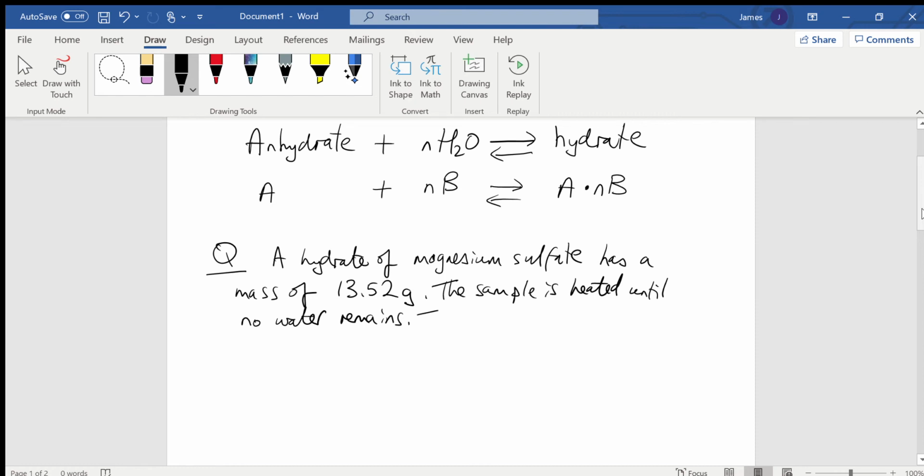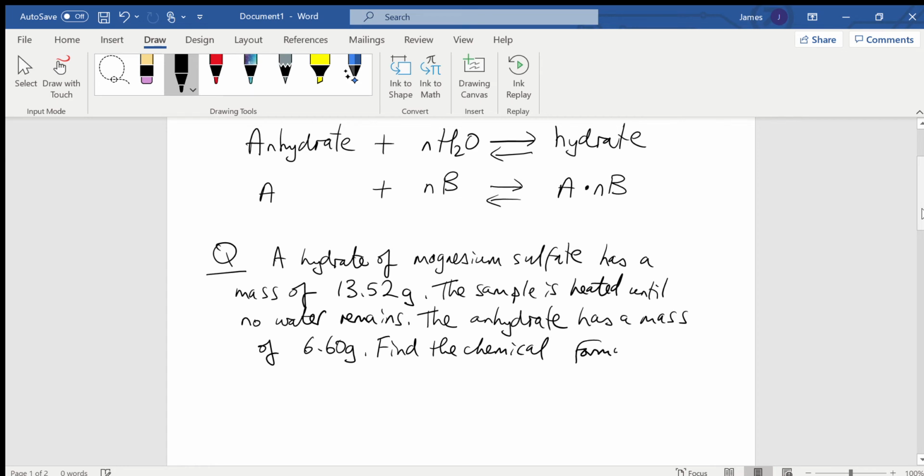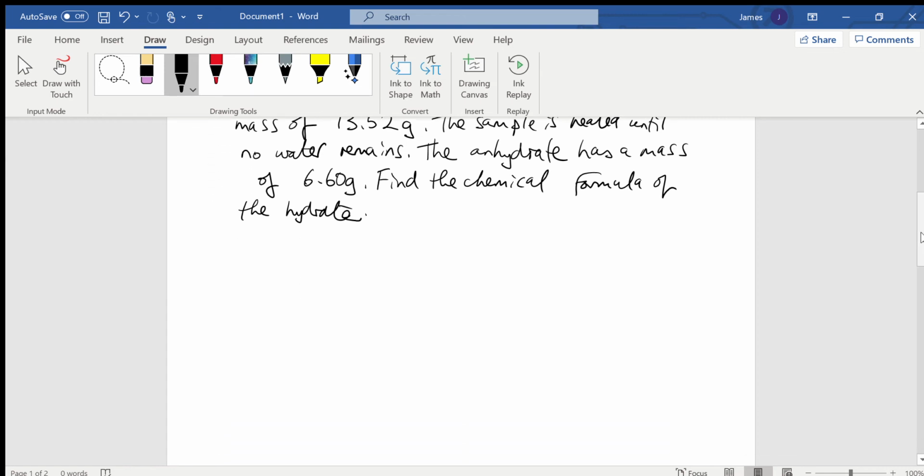We're told that the anhydrate, which we believe is now a true anhydrate, has a mass of 6.6 grams. And we're asked to find the chemical formula of the hydrate. Okay, so let's do the answer in red.